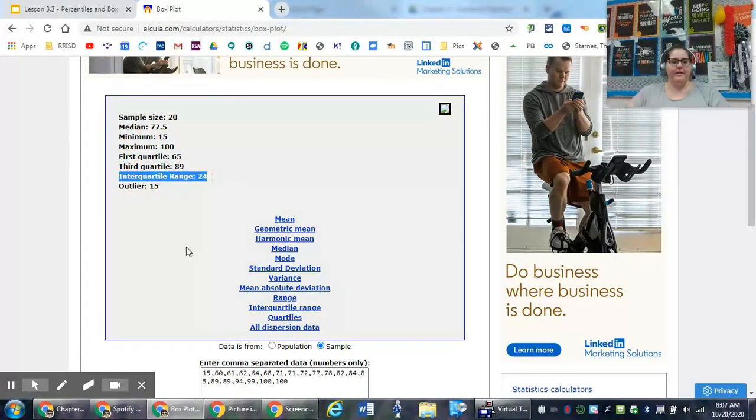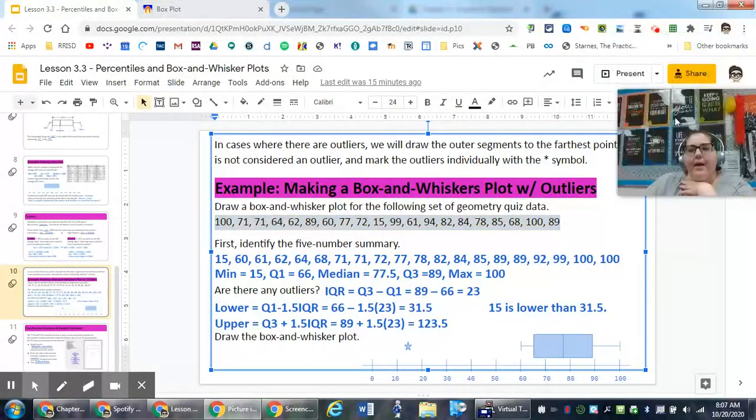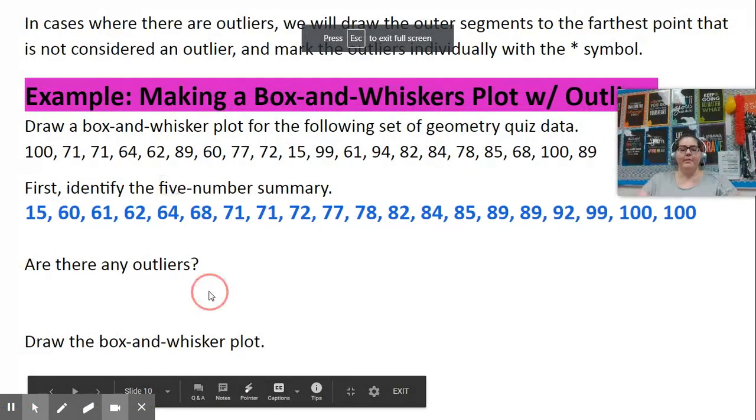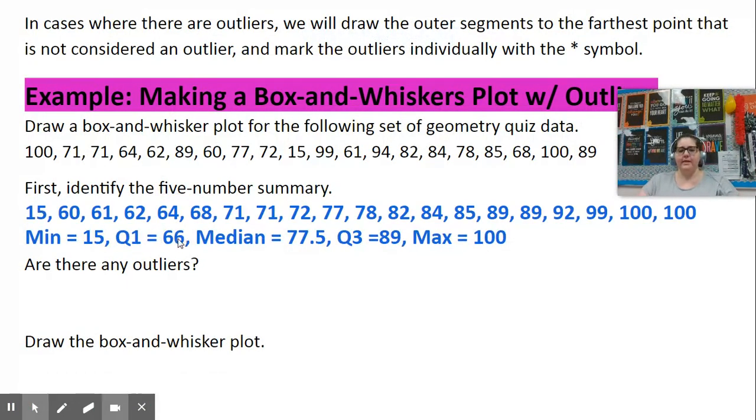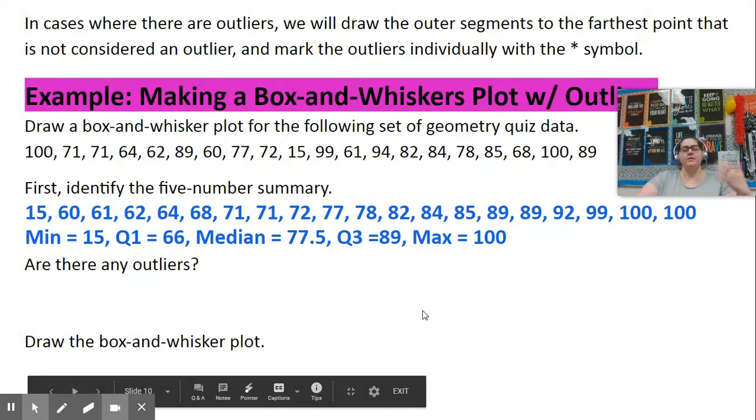It even goes ahead and finds us an interquartile range and tells us that one of the values is an outlier. So it gives us a lot of information just from putting into that thing. So if I go back to my problem, the 5-number summary: the minimum was 15, Q1 was 66, the median is 77.5, Q3 is 89, and the maximum is 100. So are there any outliers? The computer program told us yes, there was an outlier, but let's actually calculate that.